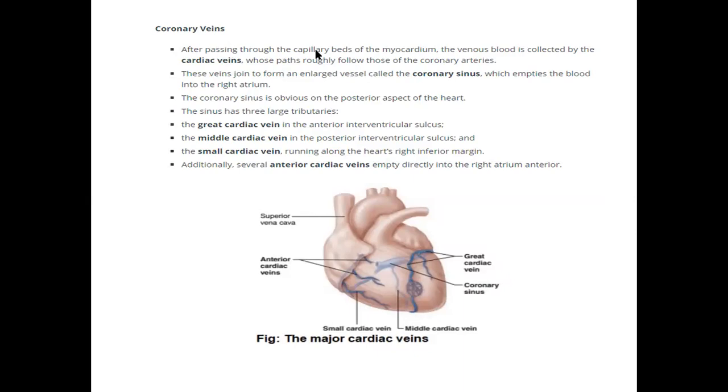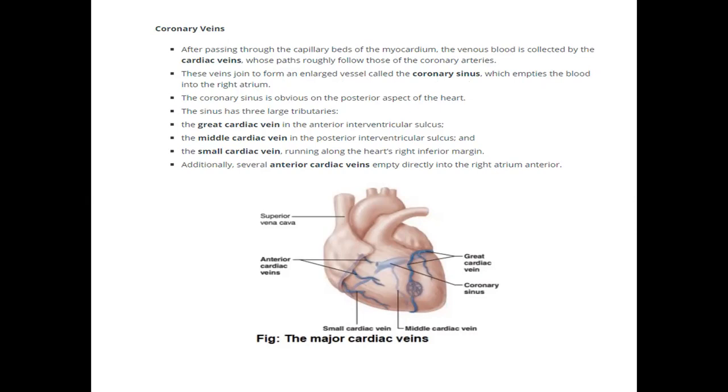After passing through the capillary bed of the myocardium, the venous blood is collected by the cardiac veins, whose paths roughly follow those of the coronary arteries. So the cardiac veins are running side by side with the coronary arteries. Now these veins join to form an enlarged vessel, which is called the coronary sinus. So there's a large vessel called the coronary sinus, which is a combination of the different veins, and which empties the blood into the right atrium.